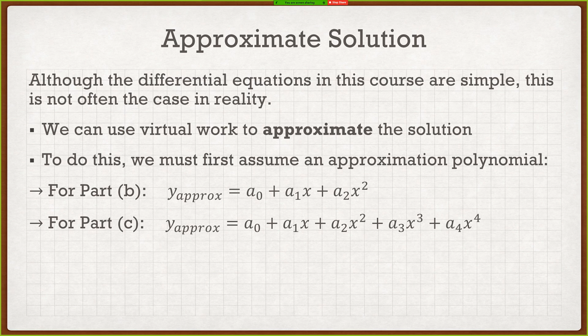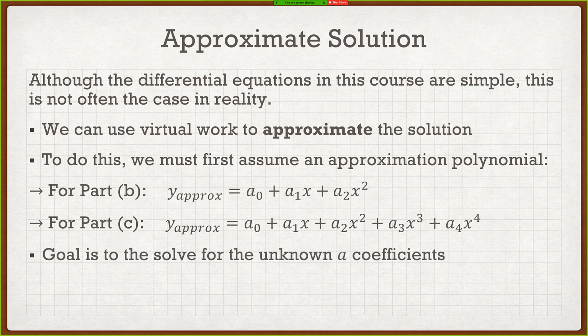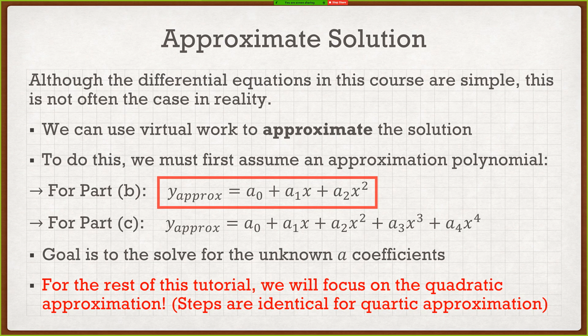And again, the whole goal right now is saying, all right, how can I solve for all of those unknown A coefficients? So that's going to be the goal here. How can we use virtual work to determine what those unknown A coefficients are? Now, I'm going to show you guys the process on how to do this, but I want to make it very clear right now, when I show you guys this process, it's going to be for part B, which is that quadratic approximation. As you guys will see, depending on your level of approximation, the steps won't change, but they'll be a little bit more complex, if you will, and we'll describe how that happens. So for the next few slides, keep in mind that I'm referring to the quadratic approximation, not necessarily the quartic approximation.